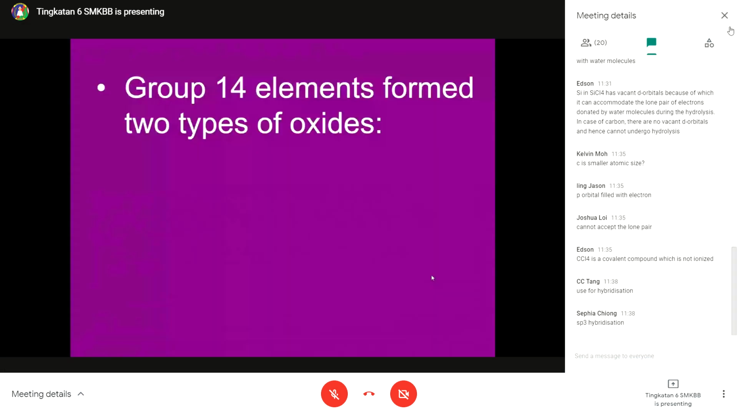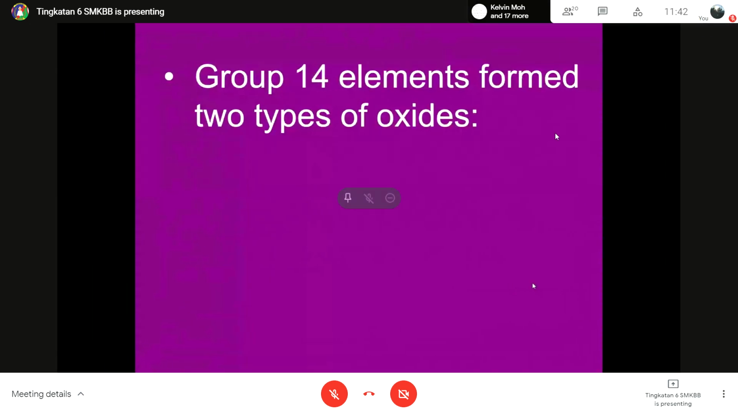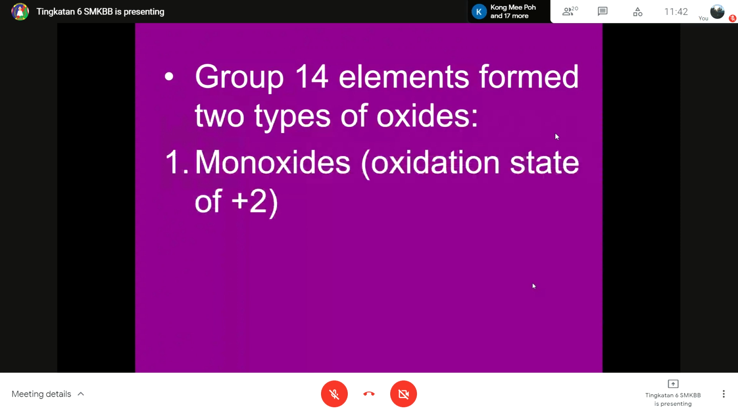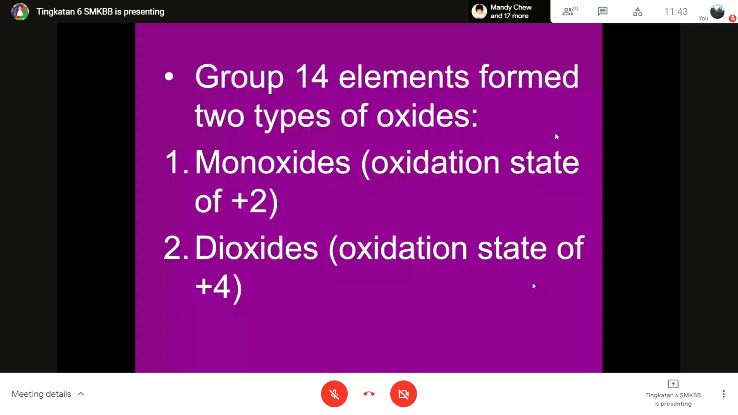Okay, so oxide, if you check, of course, there are 2 types. The monoxide with oxidation state +2, isn't it? And of course, the dioxide with oxidation state of +4. That means the oxidation state means oxidation state of the group 14 elements. It can be +2, can be +4. So let's look at these 2.